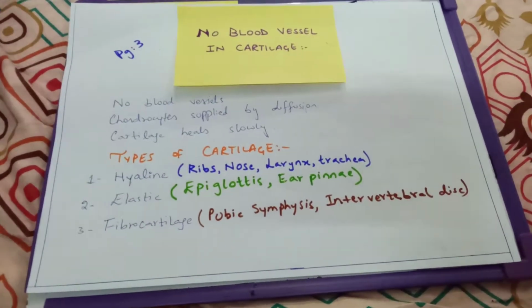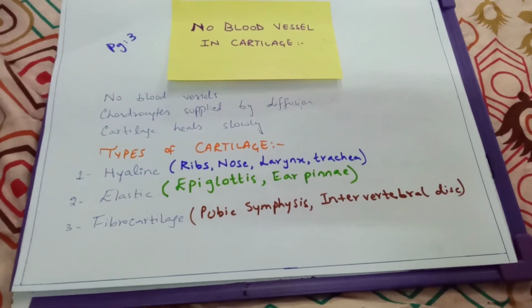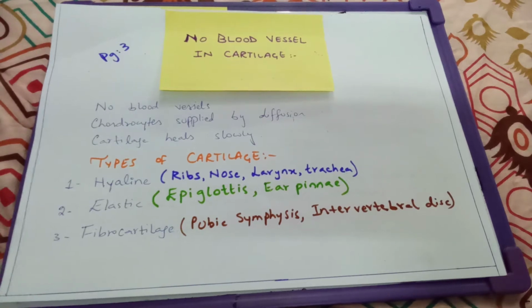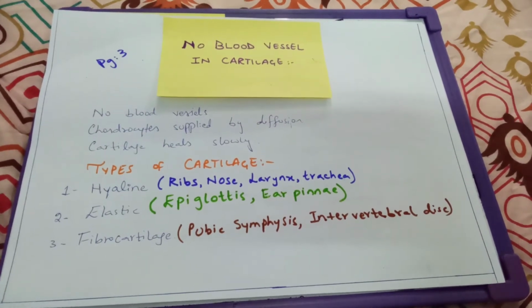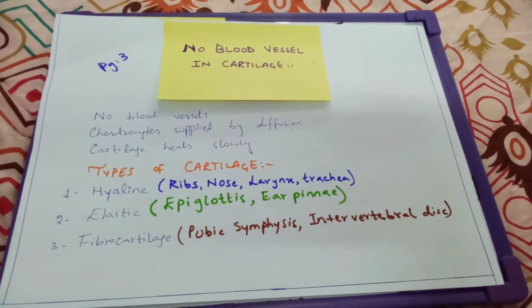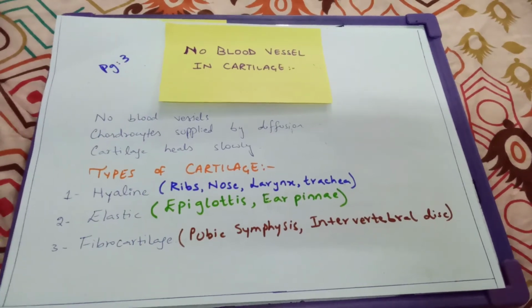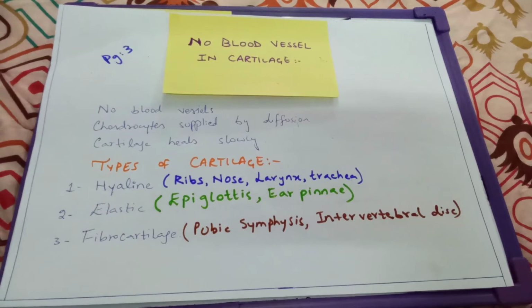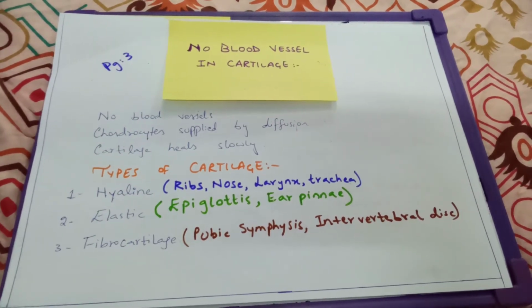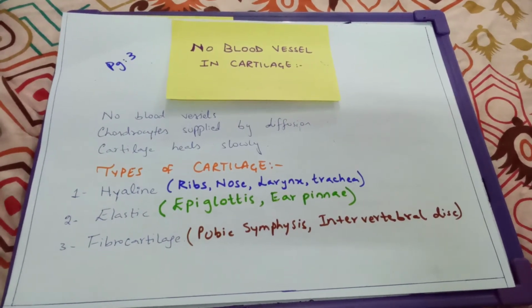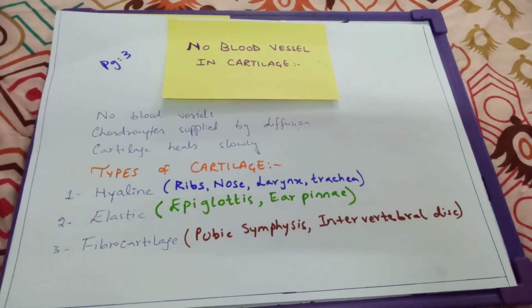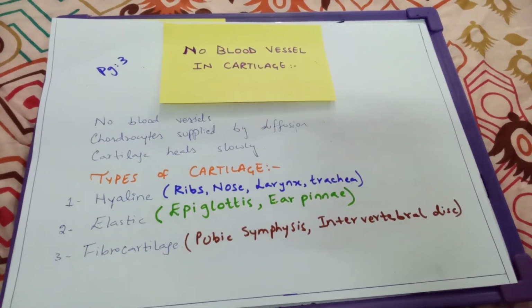Then we come to the types of cartilage: hyaline cartilage, elastic cartilage, and fibrocartilage. These cartilages are present in different parts of the body. Hyaline cartilage is present in the ribs, nose, as well as in the larynx and trachea. Elastic cartilage is present in the epiglottis and pinna, meaning the outer part of the ear. Fibrocartilage is present in the pubic symphysis. Now, what is the pubic symphysis?